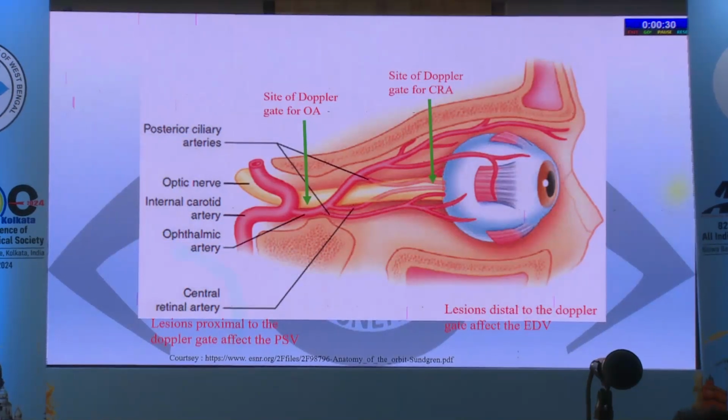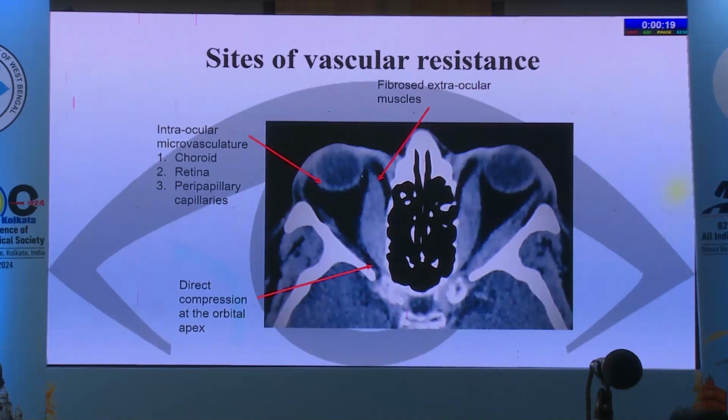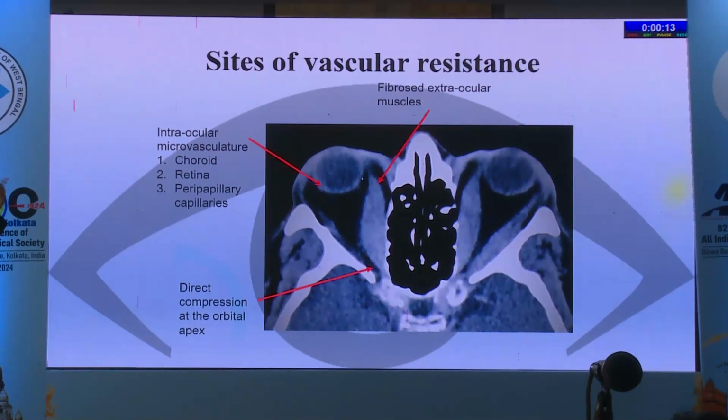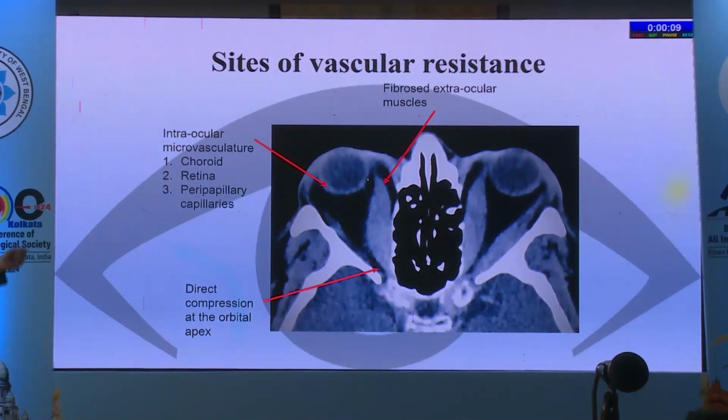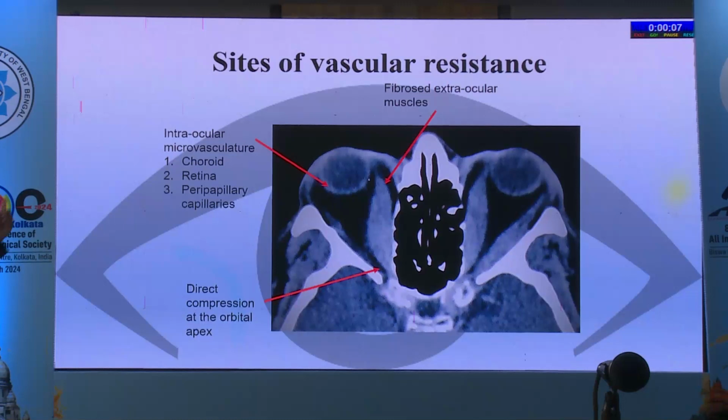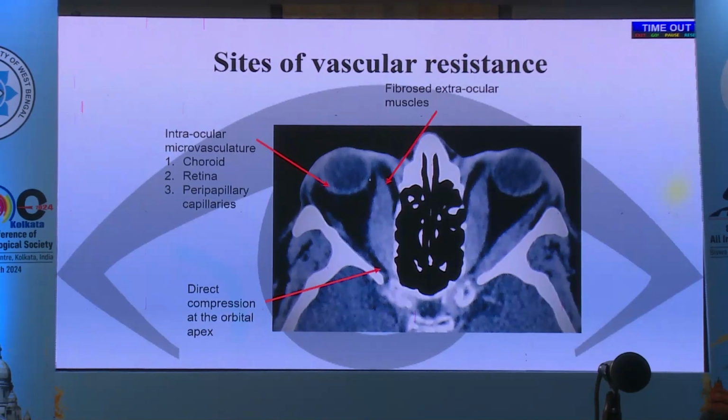These were the places where our gates were placed, and any lesion distal would have affected the end diastolic velocity, and any lesion proximal would have affected the peak systolic velocity. These are the main sites of resistance: the intraocular microvasculature, the compression at the orbit, and the muscles. We can't actually do anything about the first two. We could relieve the direct compression of the vessels at the orbit using a decompression surgery, and thus reduce the resistance and improve the perfusion. Thank you.